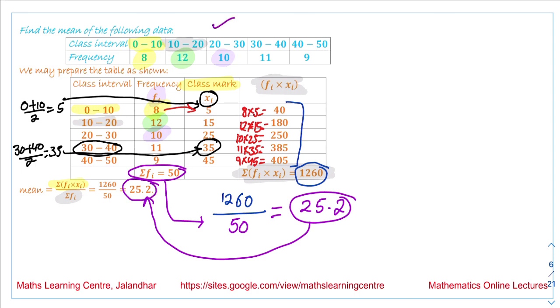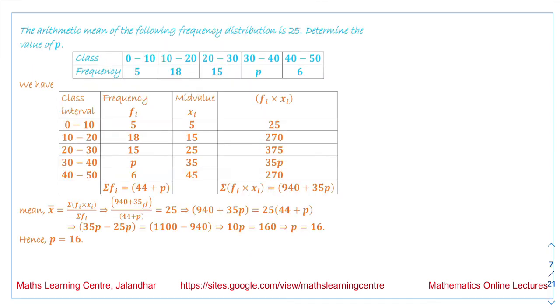Now the next we have is: the arithmetic mean of the following frequency distribution is 25. So this distribution is given to us, and it is given that its mean is 25. We have to determine the value of t.